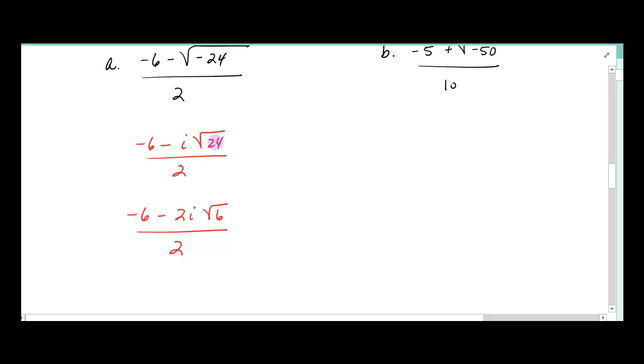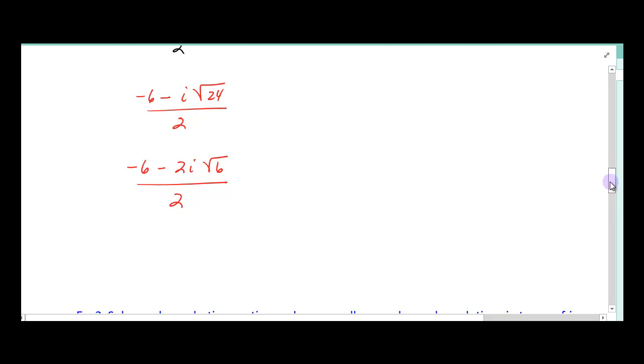Now, I want to simplify this and write it in its standard form, which means I've got a real portion and an imaginary portion. So we're just going to separate this out into the two fractions that it could be. So I can rewrite this as -6 halves minus 2i times the square root of 6 over 2.